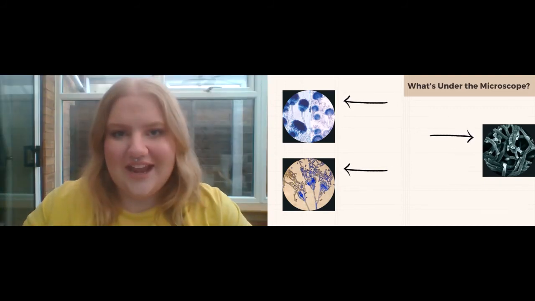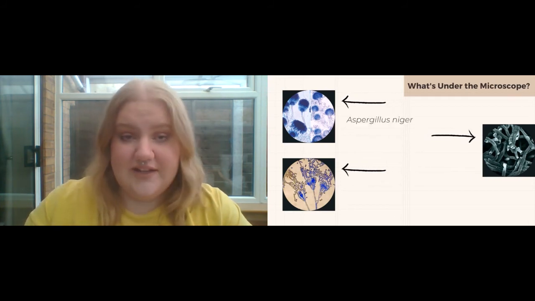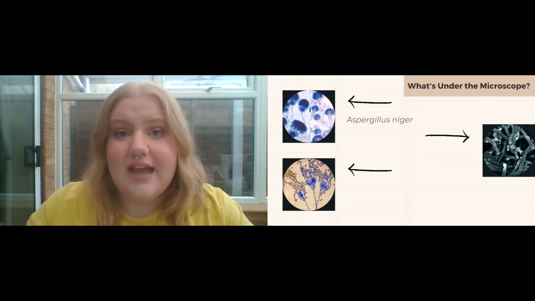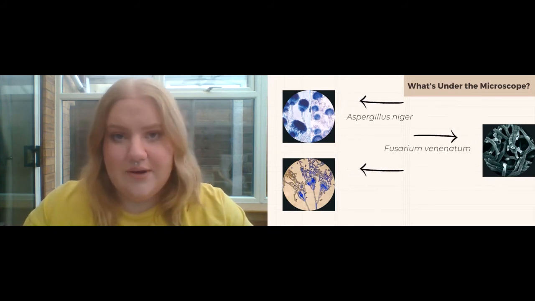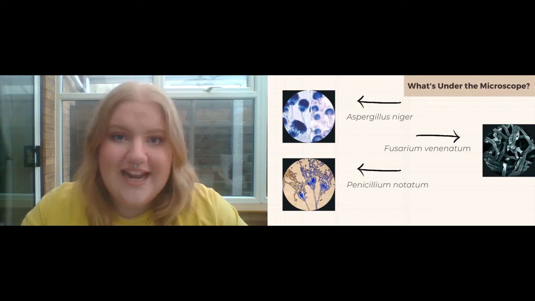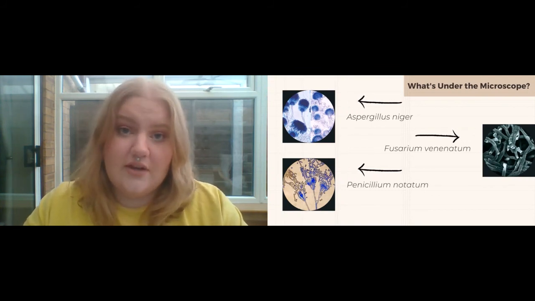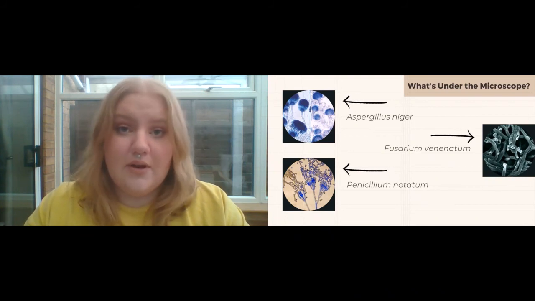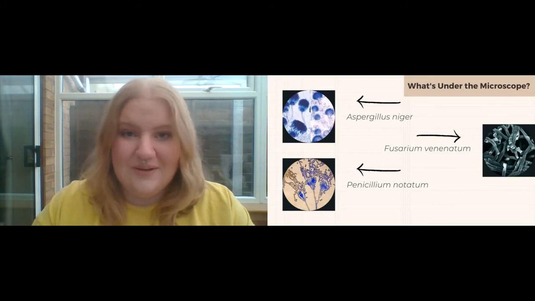So let's find out how well you guys did. So the first one, which is in the top left-hand side of your screen, was actually the Aspergillus niger black mold fungus. The second microscope image, which should be on the right-hand side of your screen, is the corn fungus Fusarium venenatum. And finally, the third microscope image, which should be on the bottom left side of your screen, is the antibiotic fungus Penicillium notatum. So how well did you guys do?